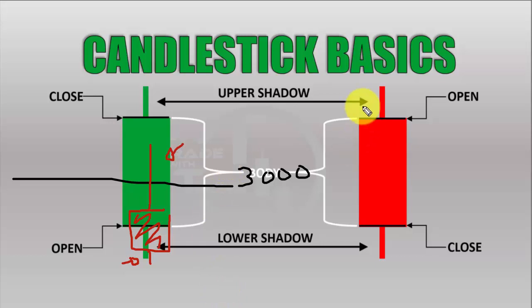Okay, so the bigger the upper shadow, the more sell pressure there is. That's a red flag. The bigger the lower shadow, the more buying pressure there is. Ideally, you are using these off of key levels. If not, you're usually over-interpreting.